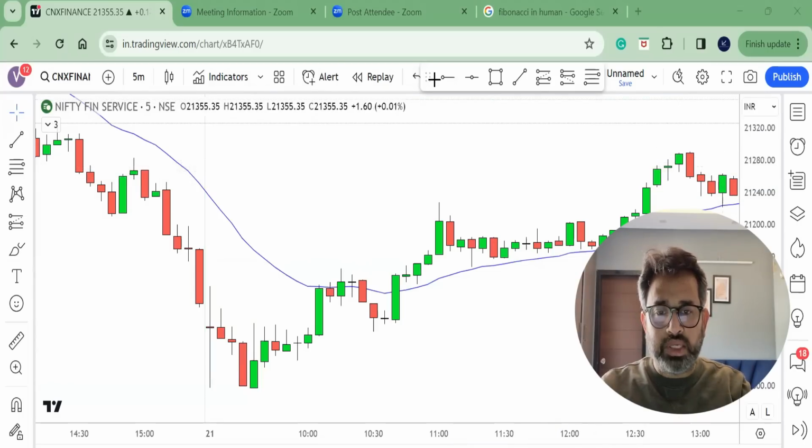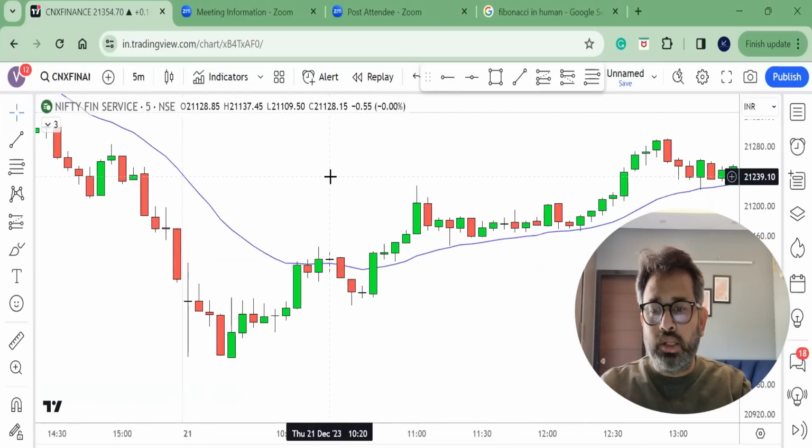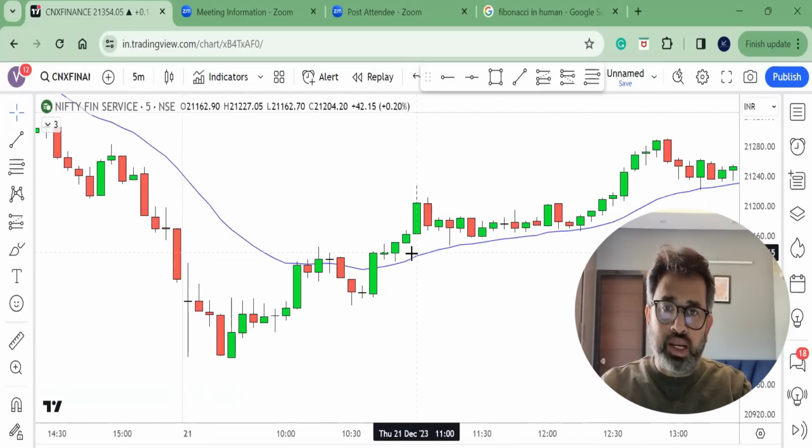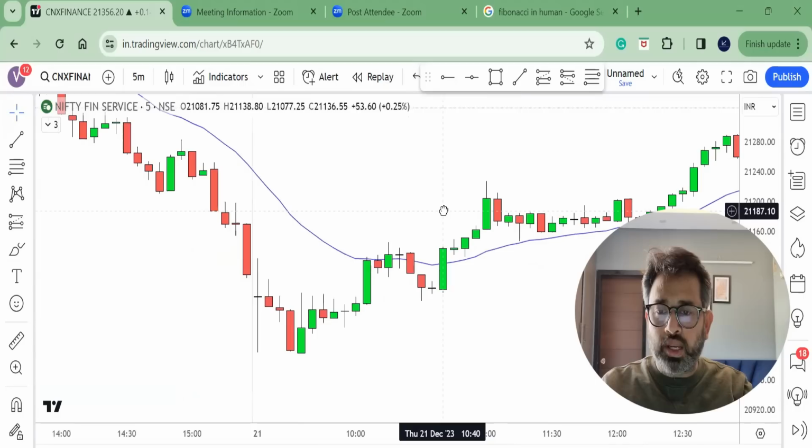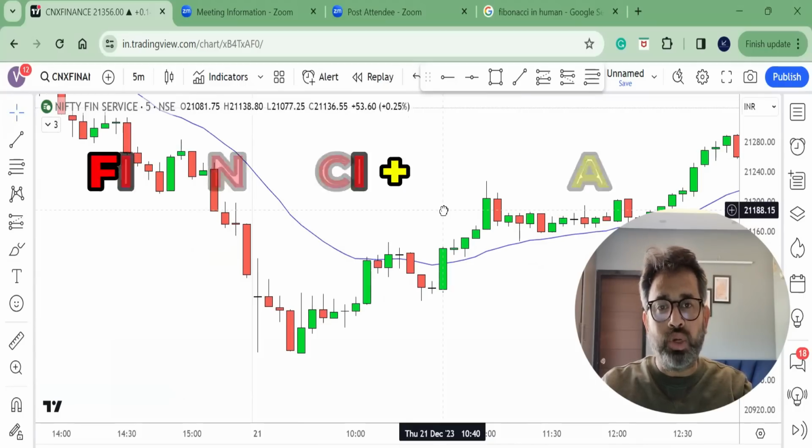This is the 21st December chart. On this chart, I have plotted only the 20 MA. Instead of blindly using Fibonacci, if there is any confluence along with the Fibonacci, then it becomes high probability. For example, you are a fan of 20 MA. In that case, I suggest you can use Fibonacci along with 20 MA.